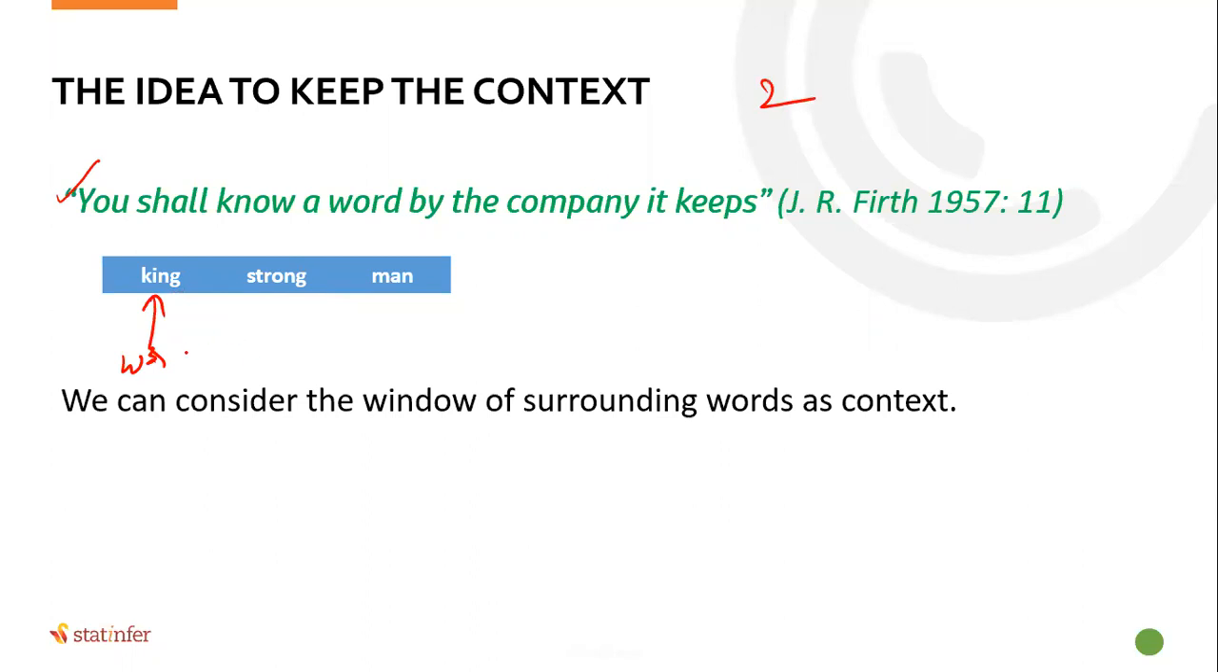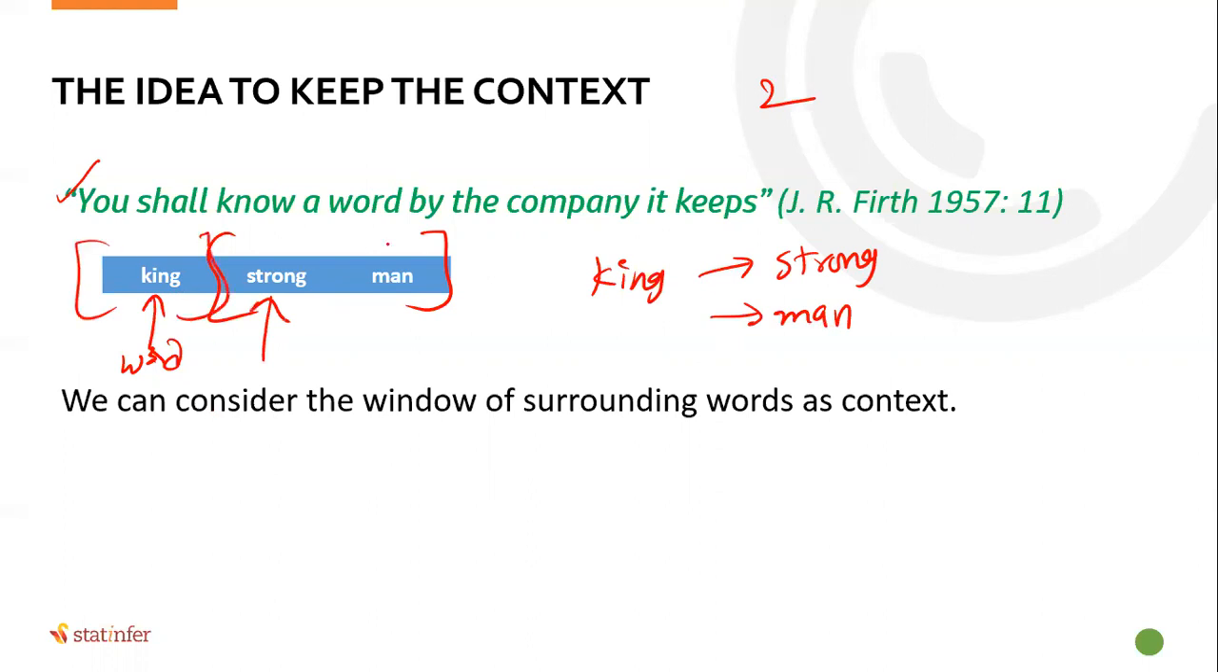Here we have only 2 other words. This is the word, and this will be the context window. King is in which context? Tell me. King is in the context of strong and man. Now if you come to strong, you have some words before it, some words after this. Take 2 words here, take 2 words here.